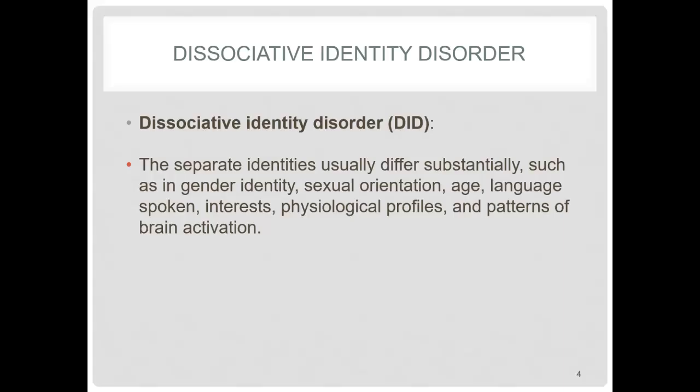Now, within this disorder, the separate identities usually differ pretty substantially. You'll have different gender identities, different sexual orientations, different ages. Some might speak foreign languages and some might not. They have different interests, psychological and physiological profiles, different patterns of brain activation. Some might have an allergy, or one might have an allergy and the rest don't. One might have diabetes, the rest don't. Sometimes what's called an alter, one of these identities, will need eyeglasses and the rest don't. Or most of them need eyeglasses, but some don't. It's really, really fascinating. To me, this gives some credence to the validity of the disorder. It is a very controversial diagnosis.